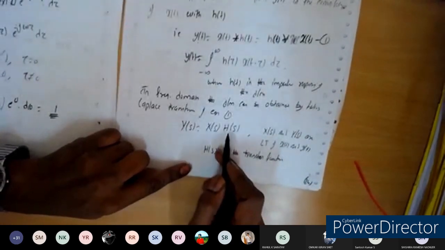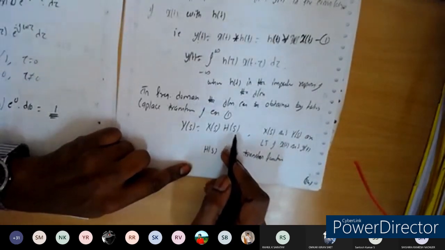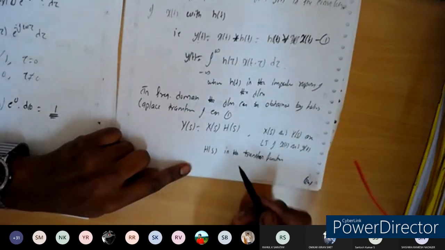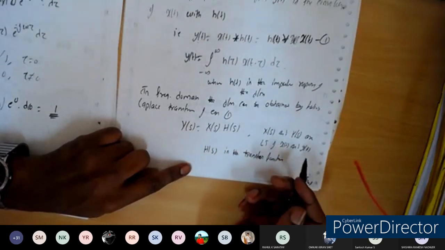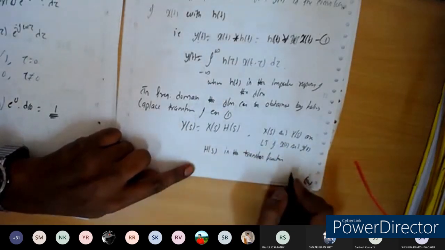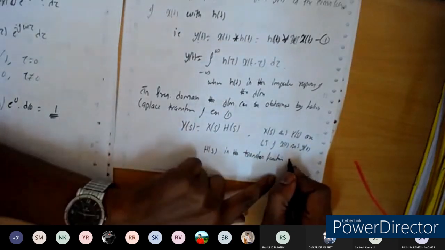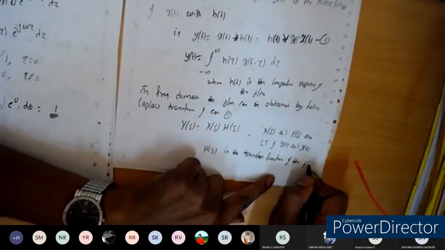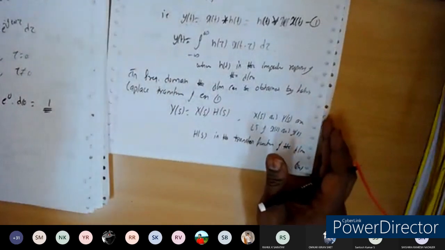The system which is represented in the S domain, the Z domain or the frequency domain, we call it a transfer function, which transforms the input to the output. That's why it is called a transfer function, the transfer function of the system.